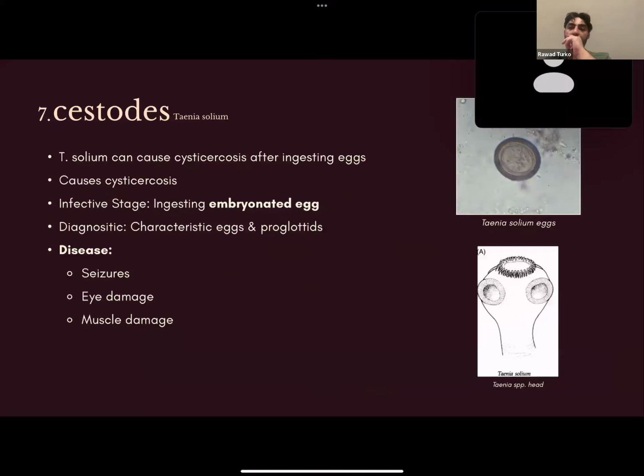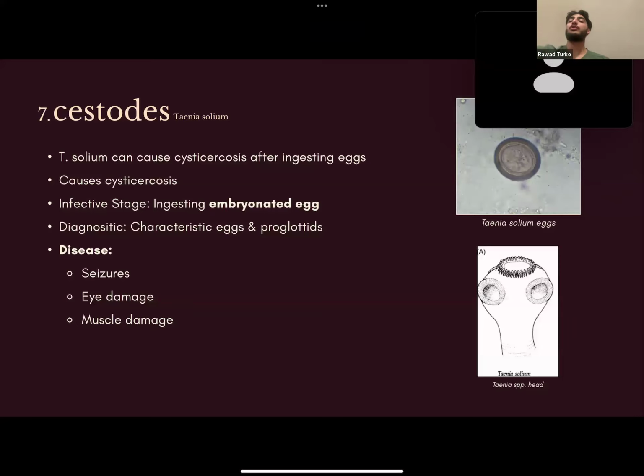Now, Taenia solium can also cause cysticercosis. So what does that mean? That means that ingesting the eggs of Taenia solium can cause cysticercosis. What happens if you ingest the eggs of Taenia saginata? Do you also get cysticercosis? No. Perfect. So cysticercosis is only caused by the pork tapeworm eggs specifically. So how is it transmitted? By ingesting embryonated eggs. And how do you diagnose it? Through the characteristic eggs and proglottids in the feces.